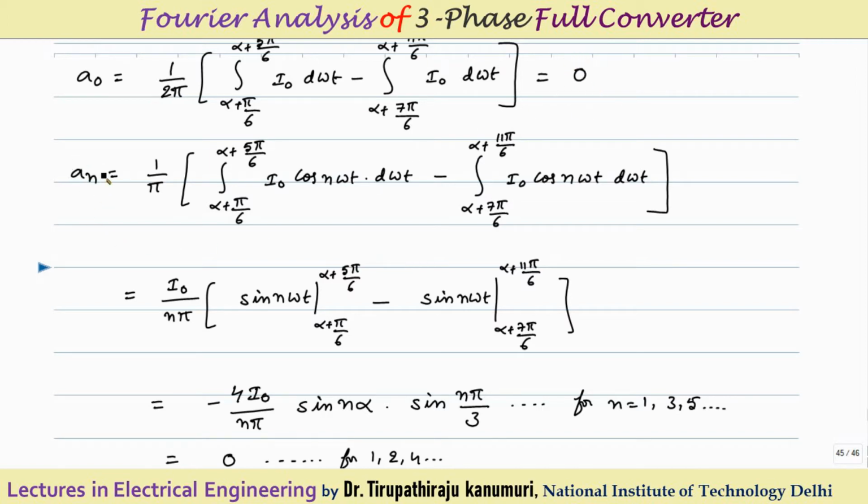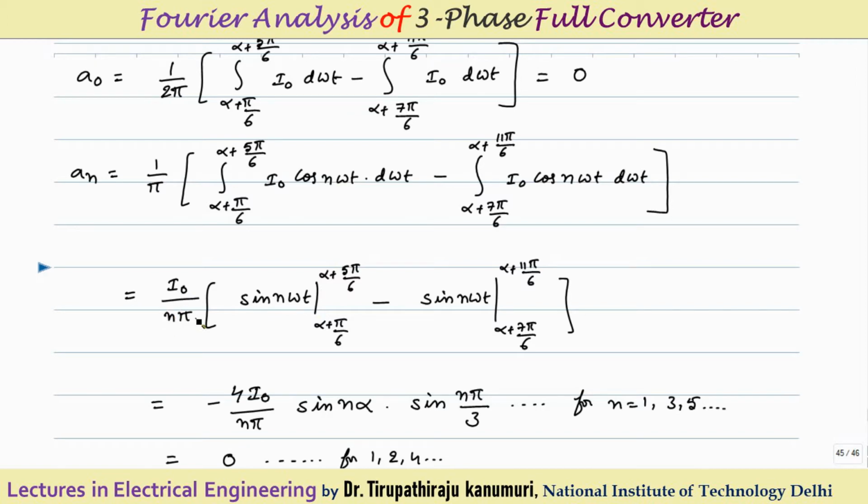So now coming to An, it will be equal to 1 by pi integration of I naught multiplied with cos n omega t over the positive interval. Similarly, for the minus I naught interval I am also multiplying with cos n omega t. This I naught I am taking outside, and integration of cos n omega t will be equal to sin n omega t divided by n, so that n also I have taken outside.